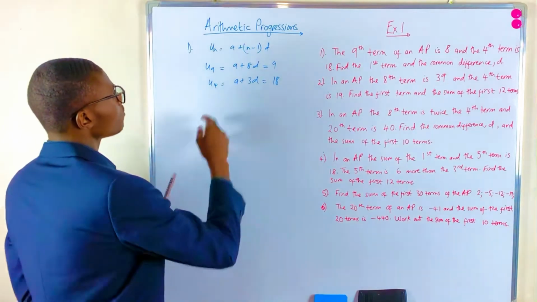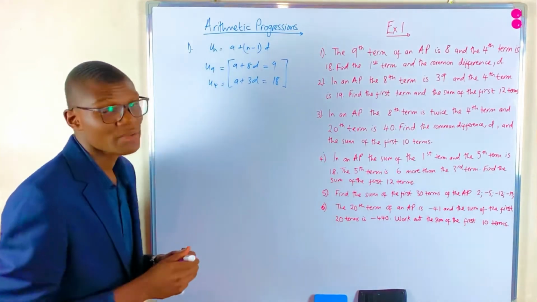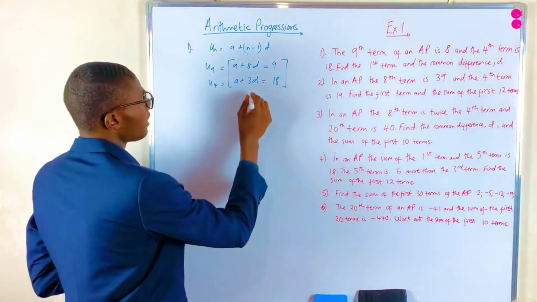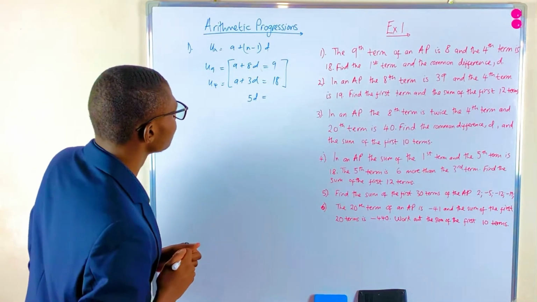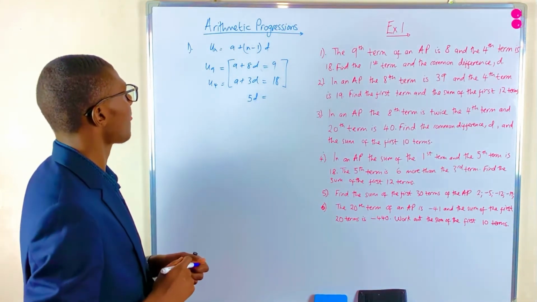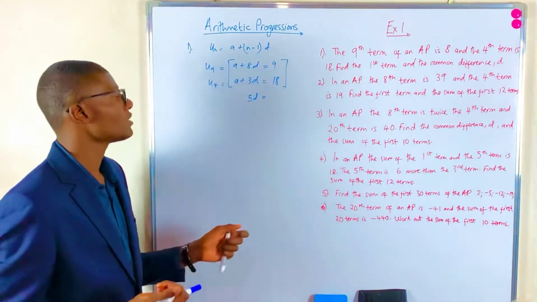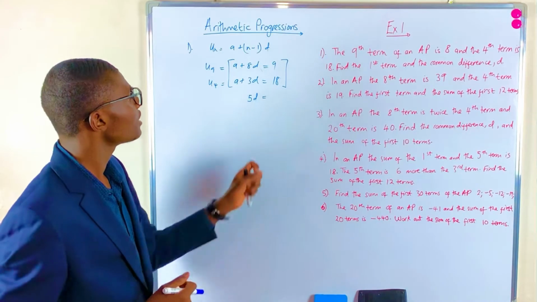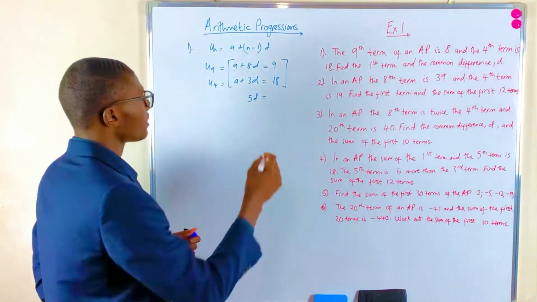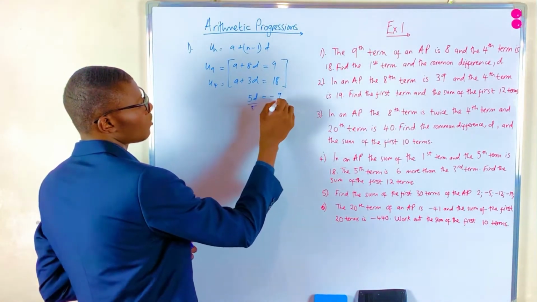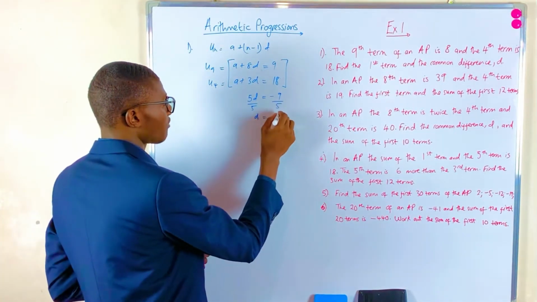If we solve these two equations simultaneously, by elimination, we get 8d minus 3d, which is 5d, and 9 minus 18, which gives us minus 9. Such that the common difference d is equal to minus 9 over 5.